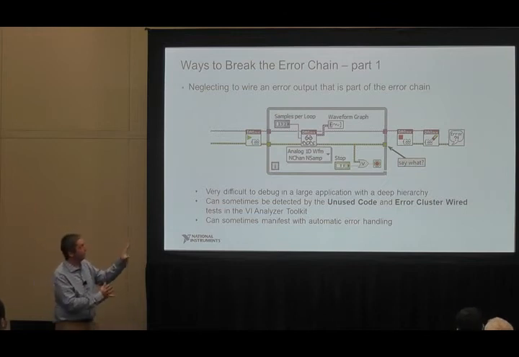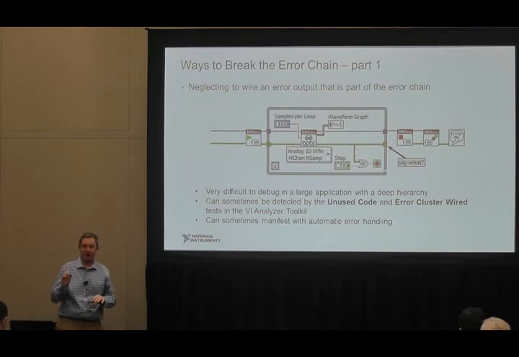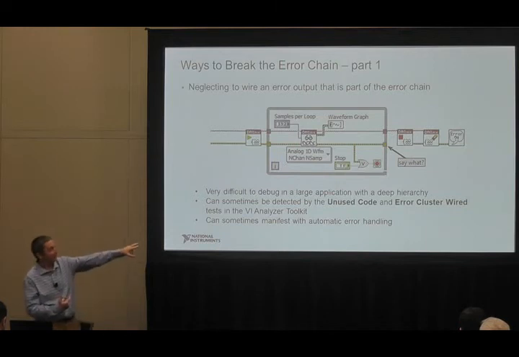So anyway, just a few ways to be able to detect the error chain being broken. I highly recommend using these two VI analyzer tests. If you get into that situation where an error is happening and you're not told about it, and you start going down this path of trying to find out where the error chain is broken, step one, run those analyzer tests and see what they can find.